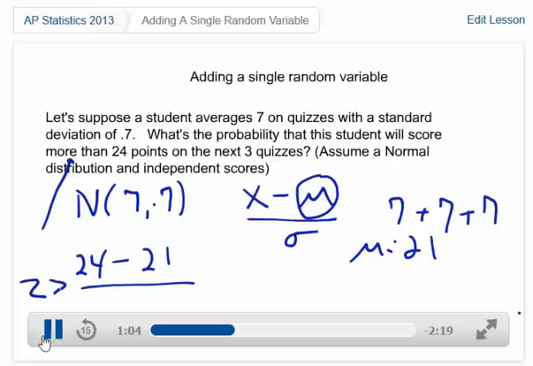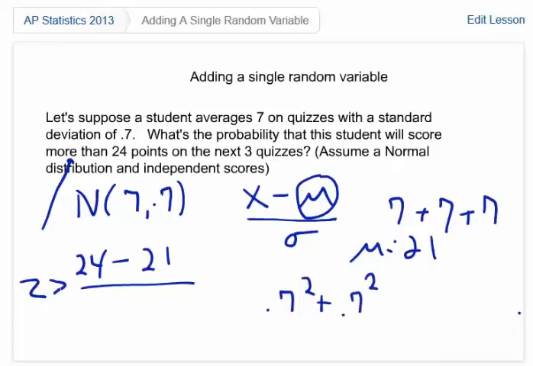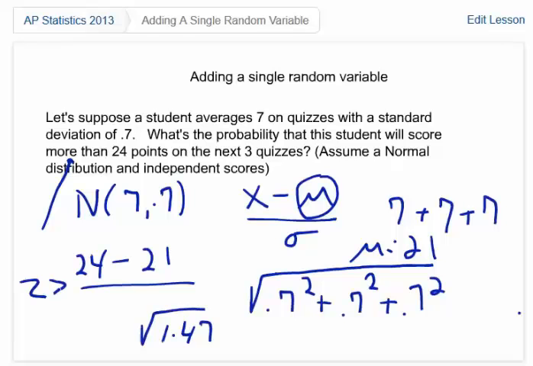So our standard deviation is the tricky part. We have a standard deviation of 0.7, but we can't add standard deviations, but we can add variances. So that would be 0.7 squared plus 0.7 squared plus 0.7 squared. And then when we're done adding those variances, we'll take the square root. So adding those variances together gives us 1.47, and then to put it back into standard deviation, we take the square root.